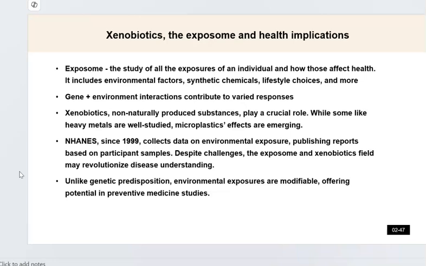Okay, next thread we're going to talk about is xenobiotics, the exposome, and its implications for health. Just as the field of metabolomics has been growing, there's an even more recent field of exposomics, which is a new field that shows promise in understanding the pathophysiology of disease. This field investigates the exposome, or the study of all of the exposures of an individual and how those ultimately affect health. So it includes our environmental factors, our synthetic chemicals, our lifestyle choices, all of that put together to try to figure out why diseases happen the way that they do.